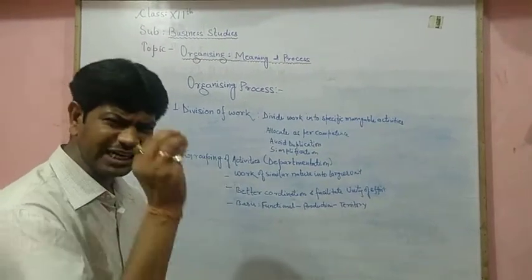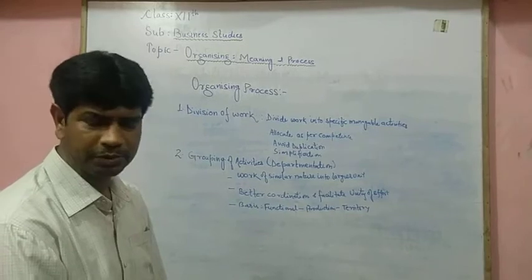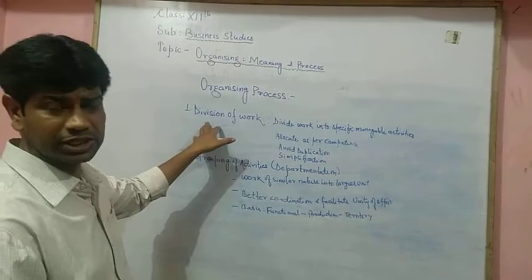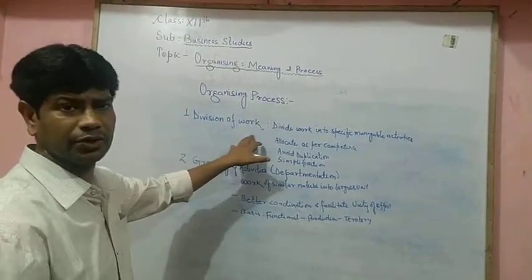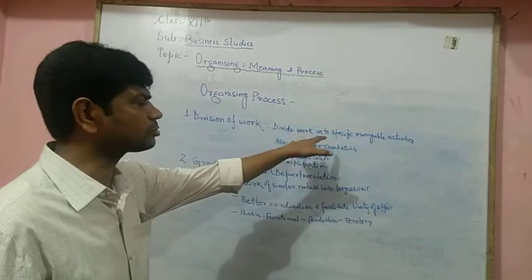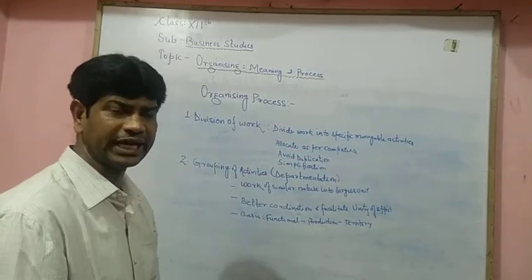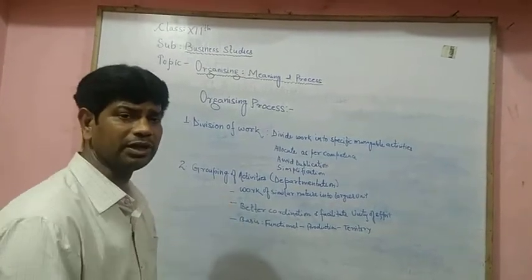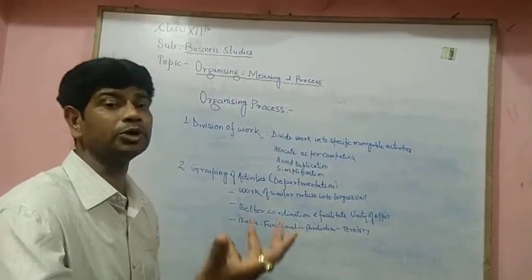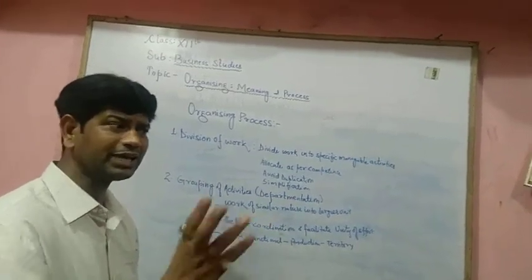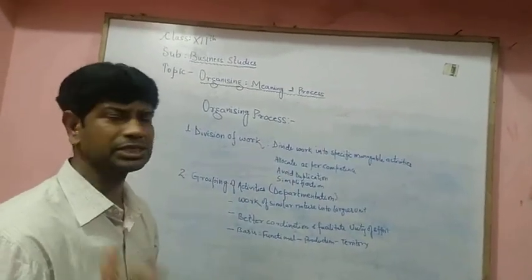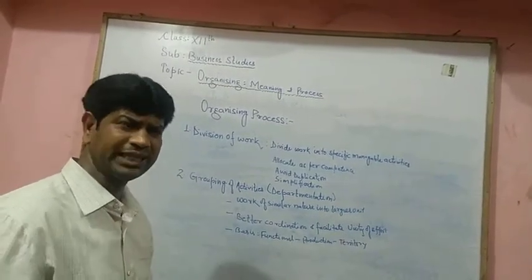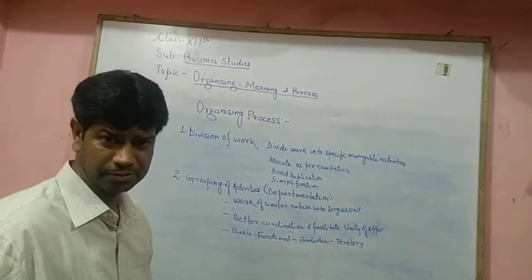This also avoids any duplication of the work. There is no duplication of work. So the first process of organizing is division of work, where we divide the work into specific manageable activities. The entire work is dividable into manageable activities. Take an example. If we are talking about product promotion in an organization, then there could be various methods of product promotion. Somebody is looking at advertising, somebody at sales promotion, then there are other methods of sales promotion.